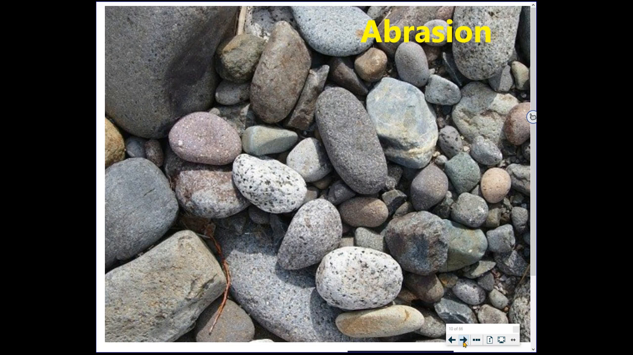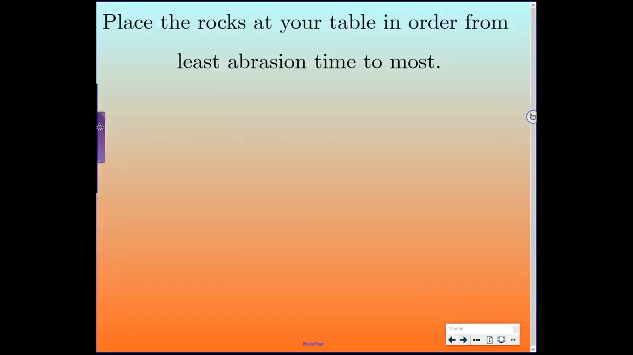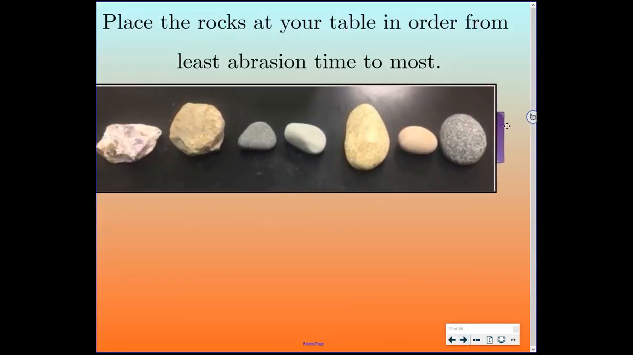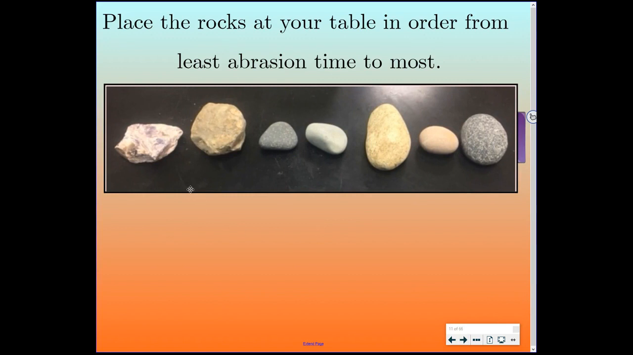The longer a rock has been abraded for, especially rolling down a stream or a river, the rounder it's going to be. So we could look at a bunch of rocks and put them in order from the least time that they've spent in a stream to the greatest amount of time that they spent in a stream based on how round the rock is. Rounder, smoother rocks were abraded or weathered for a longer period of time.